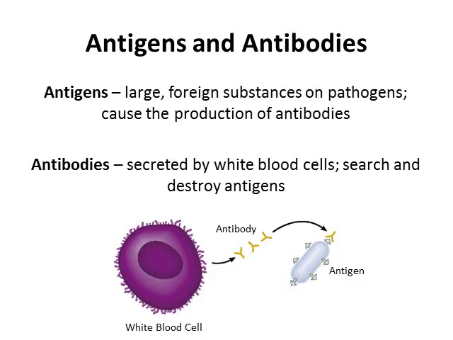So antigens and antibodies. Antigens are large foreign substances that are found on pathogens. The white blood cells are going to extract these antigens, look at them, and then use them to produce antibodies. Antibodies are secreted by white blood cells, and they help those white blood cells search and destroy the antigens. So antigens and antibodies go together. Antibodies are what our body produces in order to destroy any more antigens later on.